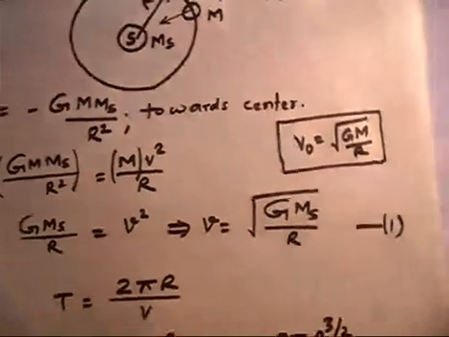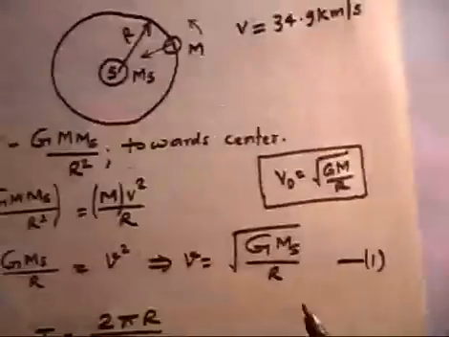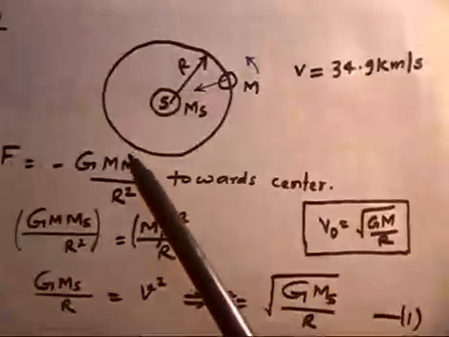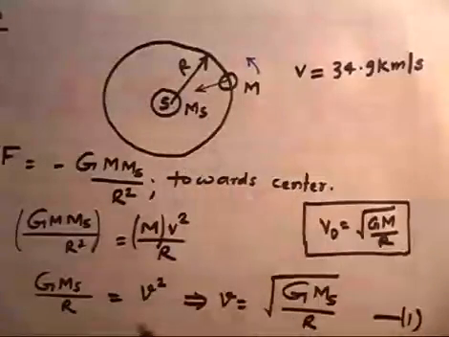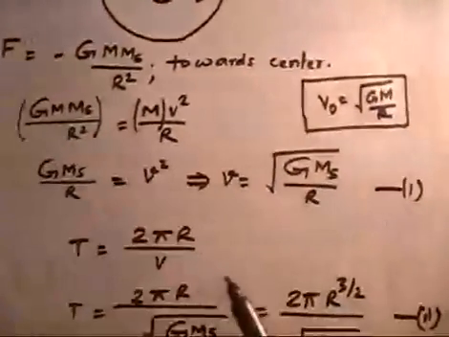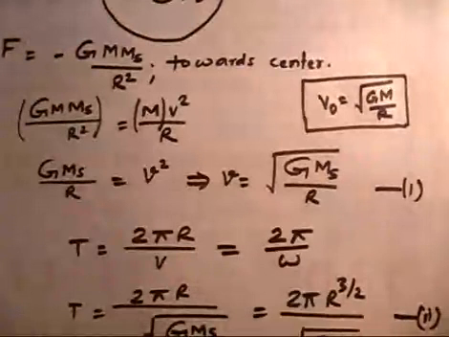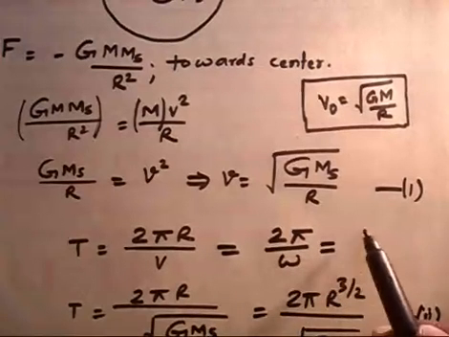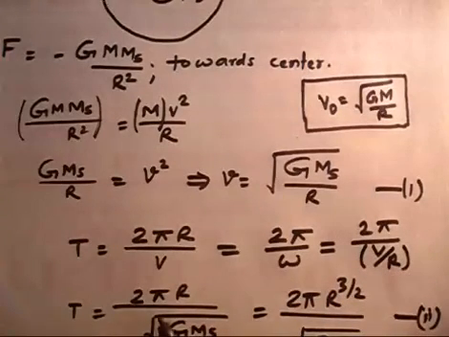Now what is the time period? Time period is 2 pi r by v. If you have a circle, the total distance is 2 pi r, and the linear velocity is v. So 2 pi r by v. You get the same result even if you use 2 pi by omega, because 2 pi is the angle and angular velocity is omega, but v is equal to r omega. So 2 pi by omega is nothing but 2 pi r by v. So you have got the same result.